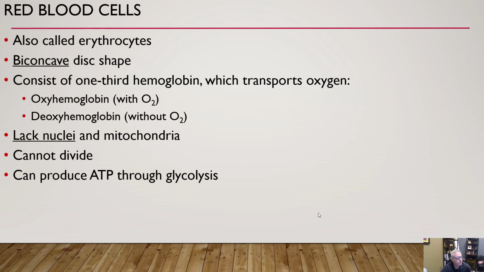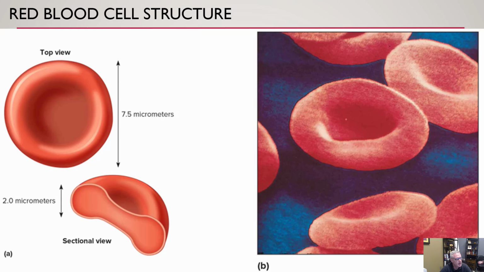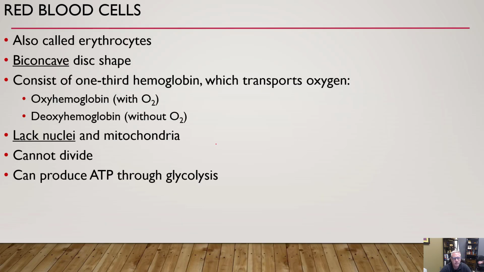All right, so red blood cells themselves, we call those erythrocytes. They have a biconcave disc shape. Biconcave means that it caves in on itself. So you can see how it caves in on itself here, and it caves in on itself here. So it's biconcave. It is 1/3 hemoglobin, which transports oxygen.